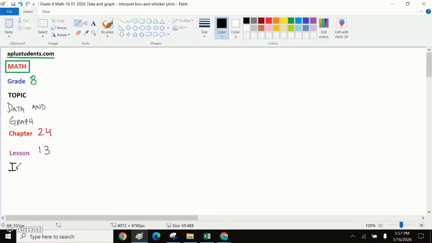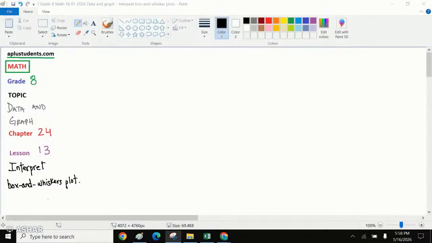Interpret Box and Whiskers, box-and-whiskers plot. So box and whiskers is basically another representation of data. So we go to grade 8, chapter 24, lesson number 13. Let's see what a box and whiskers is, and we'll look at the additional given information.